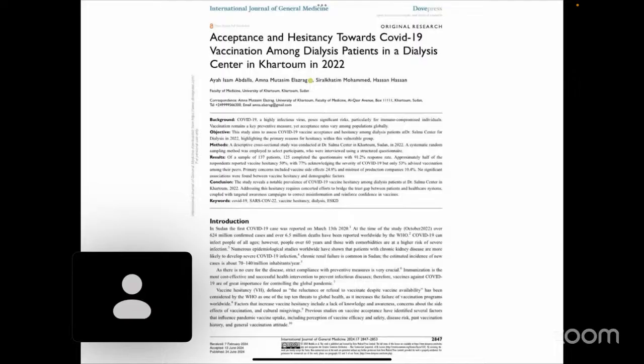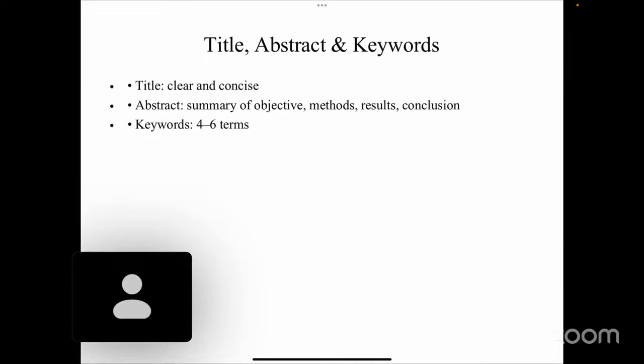We're going to go through each part of the manuscript. So the title, abstract, and keywords. The title has to be clear and concise. The abstract has to be a summary of objectives, methods, results, and conclusion. And keywords, 4 to 6 terms.